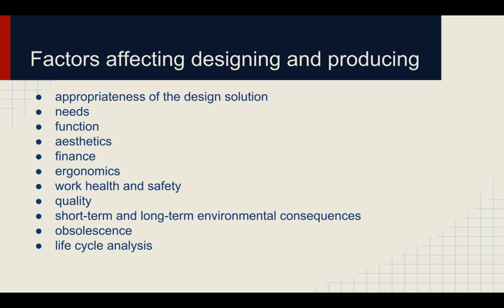One of the first aspects to the course is understanding factors affecting designing and producing. These are all broken down into appropriateness of the design solution, how needs affect a design and the production, the function of the design, the aesthetics, the finance, the ergonomics, work health and safety on the user and the people producing it, the quality of the final design, the short-term and long-term environmental consequences, whether the design has inbuilt obsolescence, and going through a life cycle analysis, how it affects the environment long-term.